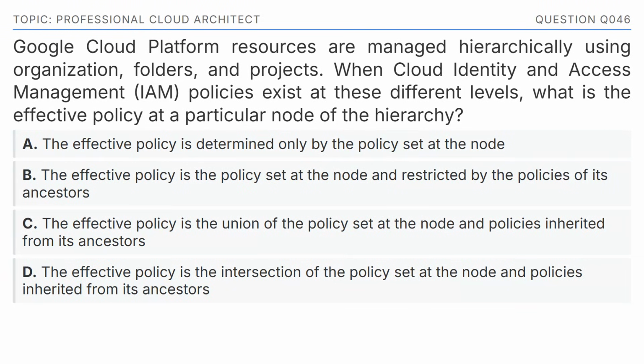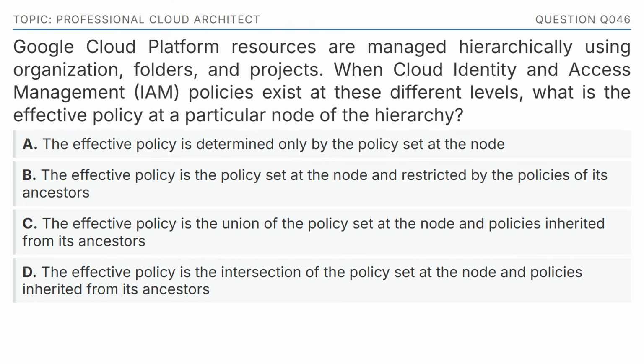Google Cloud Platform resources are managed hierarchically using organization, folders, and projects. When Cloud Identity and Access Management (IAM) policies exist at these different levels, what is the effective policy at a particular node of the hierarchy?